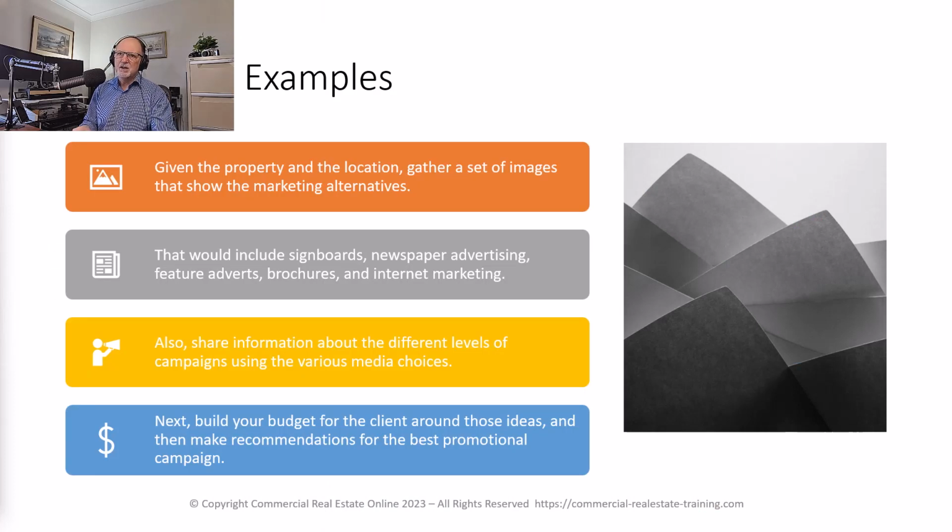Marketing examples. That's number 1. Having examples of marketing that the client can see and appreciate for their property in the situation that they are in. So gather a set of images that show the marketing alternatives. Now those images will be of adverts, photos, methods of marketing, how a particular campaign went. You can gather a set of images for all the different types of methods of sale. And as part of that, it would include signboards, newspaper advertising, feature adverts, brochures and internet marketing. They are all different, of course. Also share the different levels of campaigns using the various media choices.